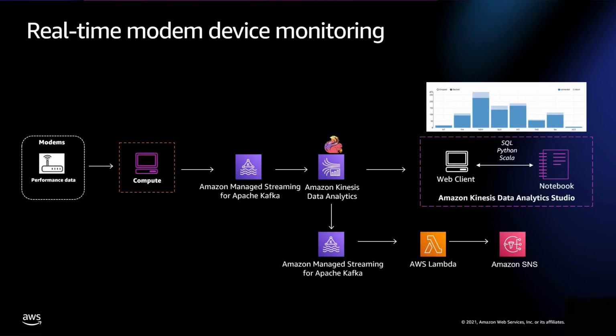So in this example, imagine you want to build a modem device monitoring system to identify the performance of the modems, location tracing from where they are connected, understand the health of the device so you can take proactive action as needed, which means you are capturing this modem data in real time and sending it to a Kafka topic on Amazon MSK.